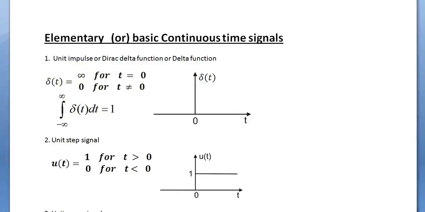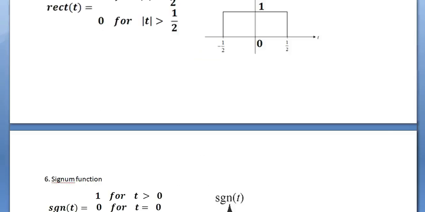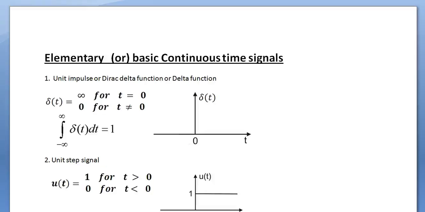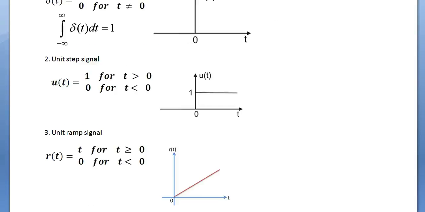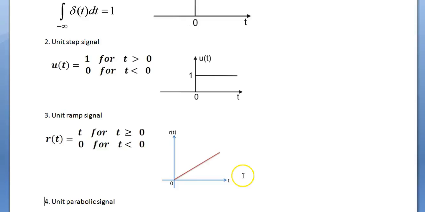That's about impulse signal. Next one is step signal. Its value is 1 when time is positive, 0 when time is negative. Next one is ramp signal. Its expression is t when time is positive, 0 when time is negative.